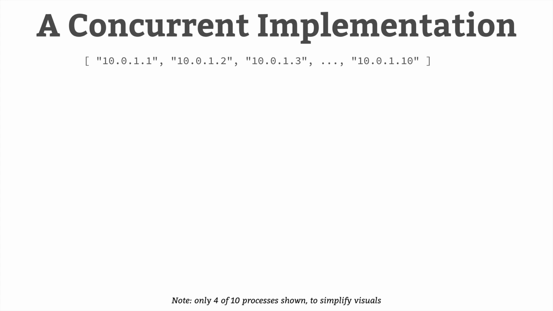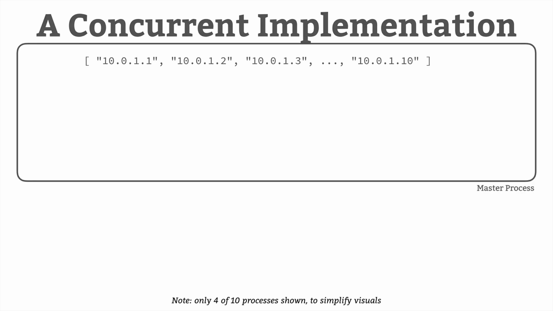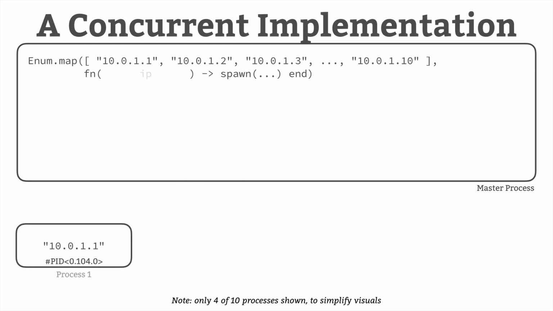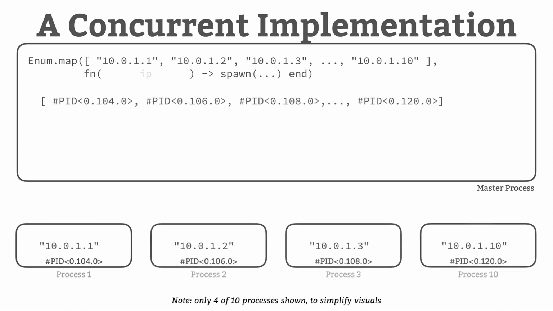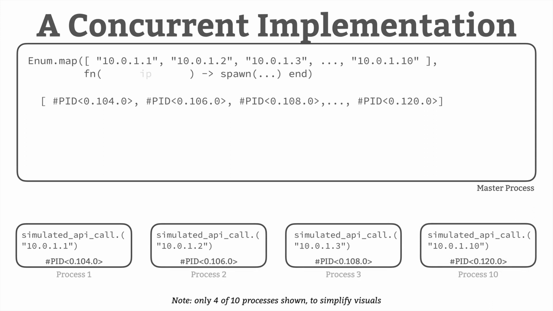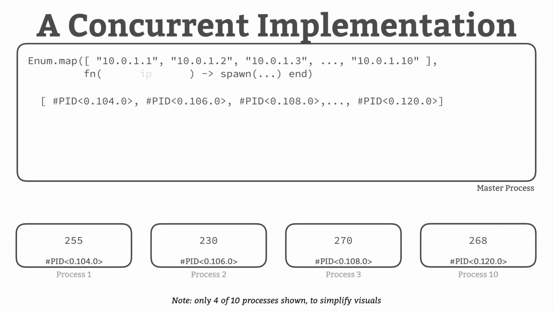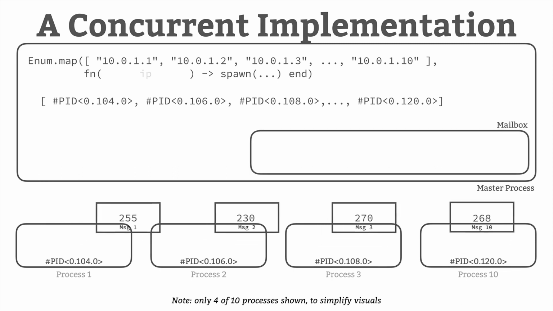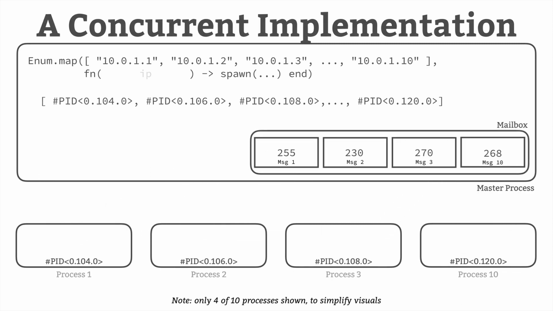Okay, first of all, we've got this list of IP addresses that exists in a process I'll call the master process, for lack of a better name. We're going to call enum_map on the list, which will send each IP address to a function, and this function will generate a new process and return the new process's PID. Now, the new processes will make simulated API calls to the provided IP address. Then the result of making the API call will get sent back to the master process via message passing, and it'll sit in the master process's mailbox for a moment.